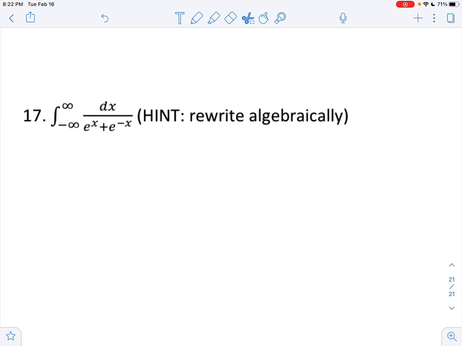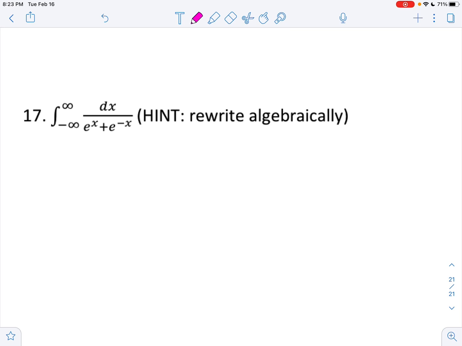Hi guys, so this is number 17 from your chapter 7 review on page 10, where you have an improper integral, improper because we see the negative infinity and the positive infinity, as well as an expression that doesn't really come to mind what the antiderivative is. So the hint to you guys was that you were to manipulate this algebraically.